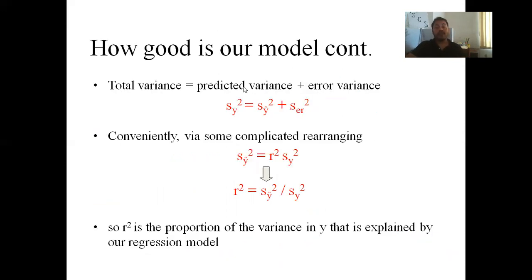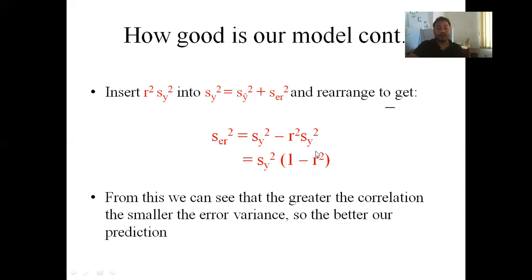So what will be the total variance? Predicted variance plus error variance. Via some complicated rearranging, you will get this equation. You don't need to memorize this, just go through it once and do the practical. That will be good for you. Then insert these things, a simple algebraic calculation we are doing.